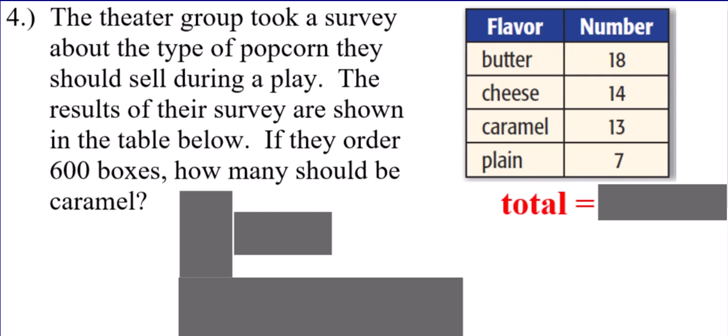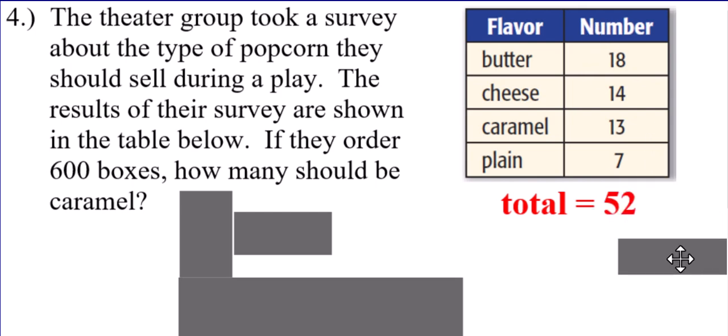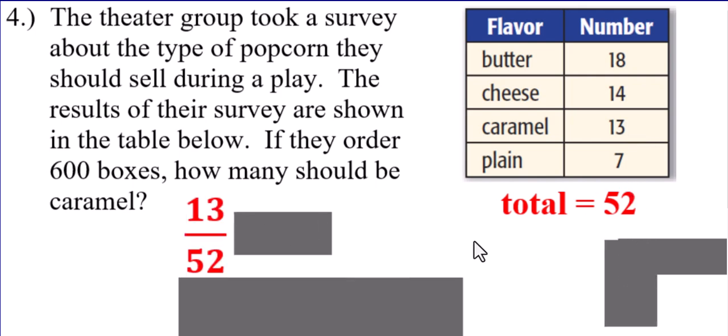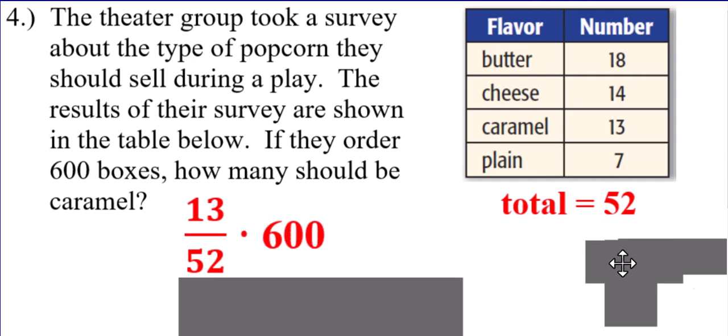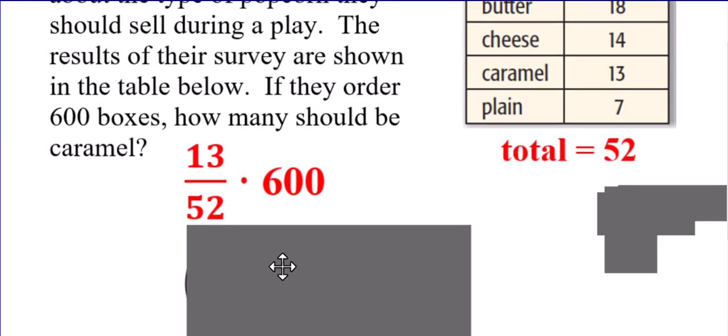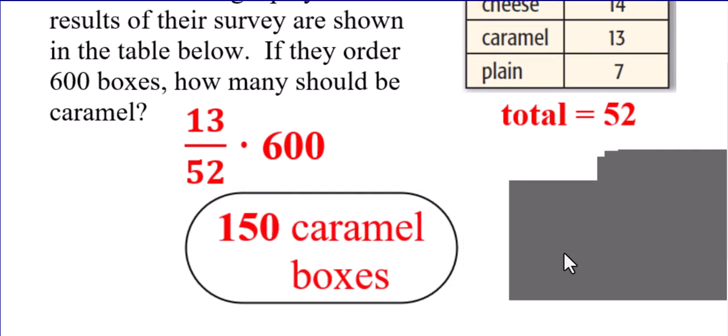Okay, have you already done at least 4 and 5? First things first, if I add these numbers in the table, I get 52 people that were actually part of the survey. Now, the problem is saying if they order 600 boxes, how many should be caramel? Well, the answer is not 13. That 13 is out of 52. So I'm going to take that fraction and multiply times the new total of 600 total boxes. And that should give you 150 caramel boxes, or boxes that would be caramel.